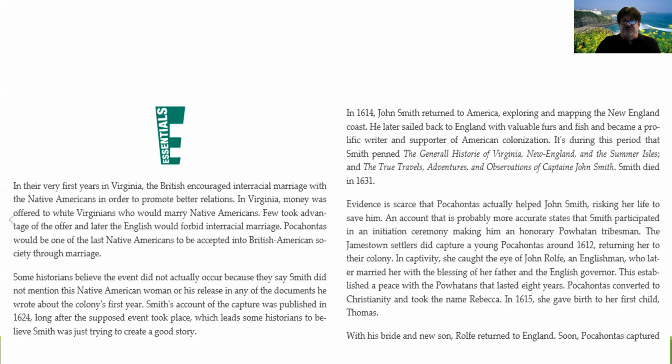Pocahontas converted to Christianity, so she left her native faith. A lot of native people, and that's just the world over, are animists, and they worship nature, just like Shintos in Japan. And so she converted to Christianity and took the name Rebecca. In 1615, she gave birth to a son. Okay, so that's self-explanatory. Okay, so I'll have to proceed.